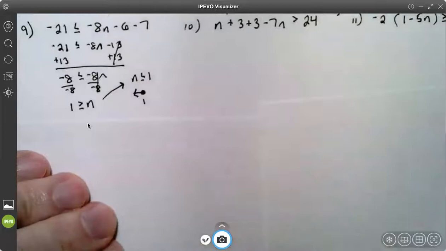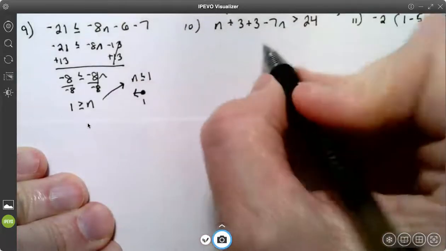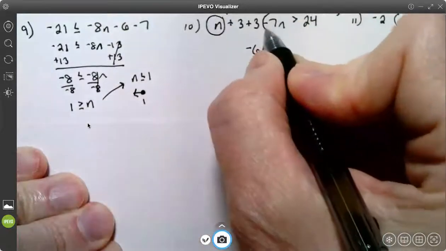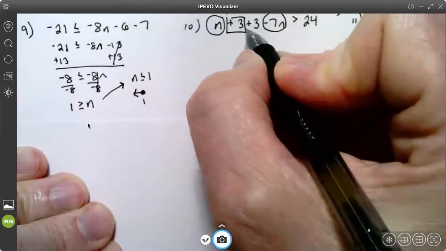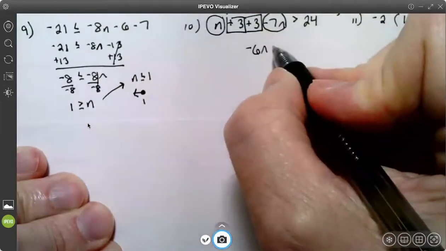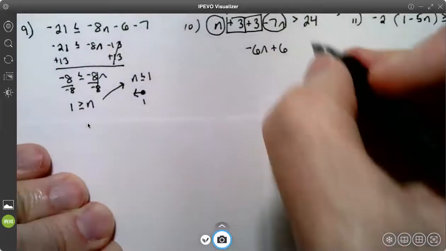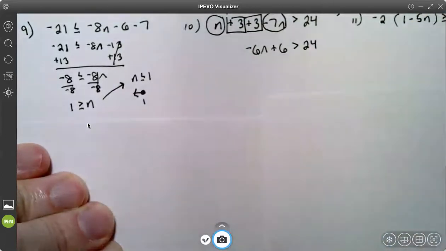On number 10, I have two sets of like terms. My n's, -7 plus +1 is -6n. And I also have two constants. +3 and +3 give me +6. I combine all the like terms on the left, bring everything else down. Now I'm ready to solve it.